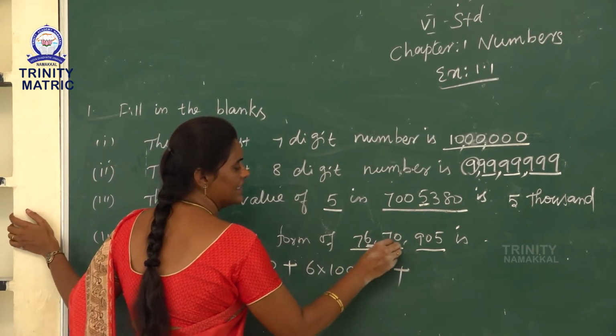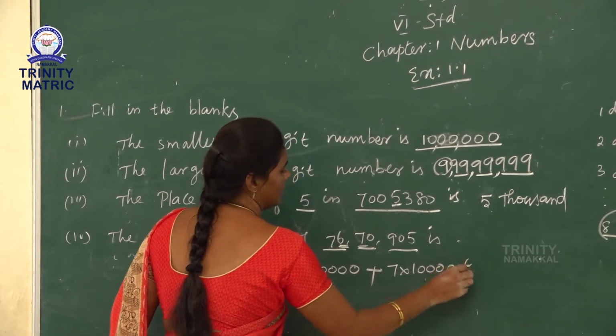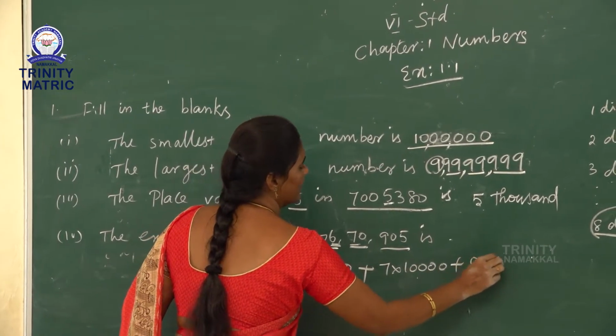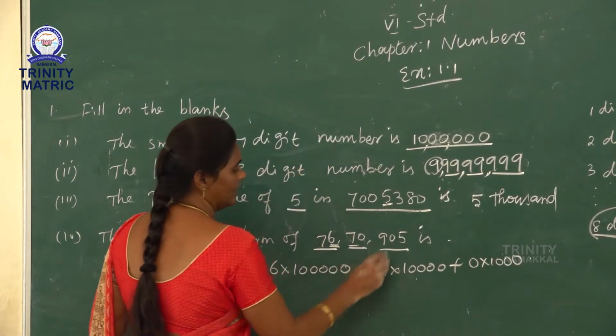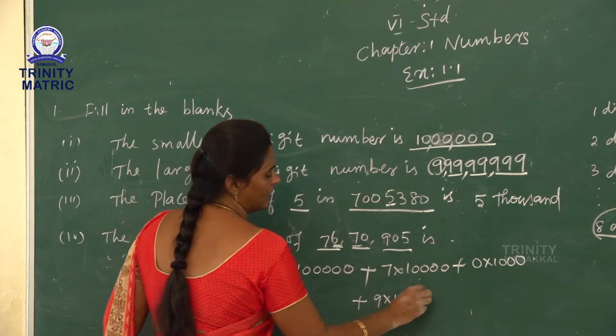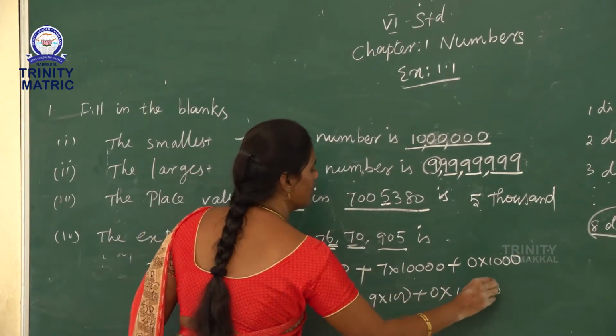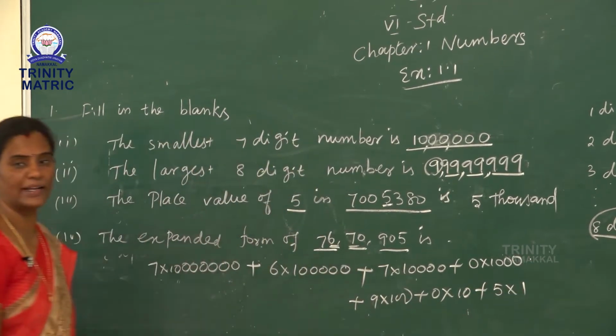Plus, 7 is in the place of 10,000. So, 7 into 10,000. Plus, 0 is in the place of 1,000. So, 0 into 1,000. Plus, 9 is in the place of 100. So, 9 into 100. Plus, 0 in the place of 10. So, 0 into 10. 5 in the place of 1. So, 5 into 1.